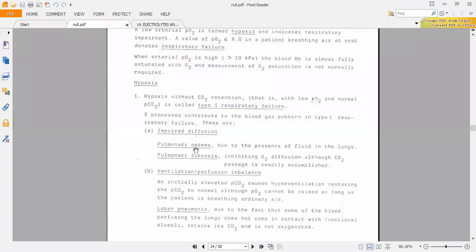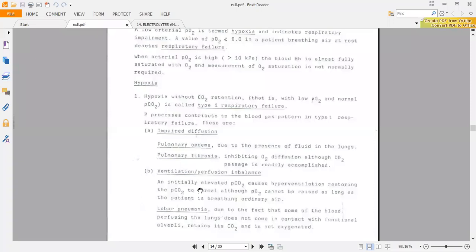When you have a lot of water in your alveoli, the water increases the distance of separation. So though you are breathing in oxygen, the oxygen will find it difficult to diffuse into the bloodstream. That's why pulmonary edema is a cause of type 1 respiratory failure. The second one is pulmonary fibrosis, where you have a lot of fibrous tissue in the alveoli. The fibrous tissue makes it difficult for the oxygen to diffuse into the capillaries.